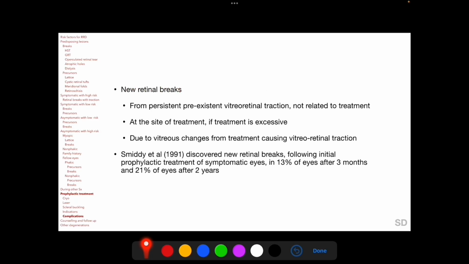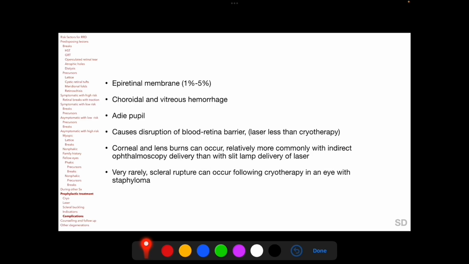So new retinal breaks can occur after prophylactic therapy due to either persistent pre-existing vitreoretinal traction at the site of treatment, if treatment is excessive, or due to treatment-induced vitreous changes causing vitreoretinal traction. Other complications of cryotherapy include epiretinal membrane formation, choroidal and vitreous hemorrhage, Adie's pupil, disruption of the blood-retina barrier, and corneal and lens burns. Very rarely, scleral rupture can occur following cryotherapy in an eye with a staphyloma.